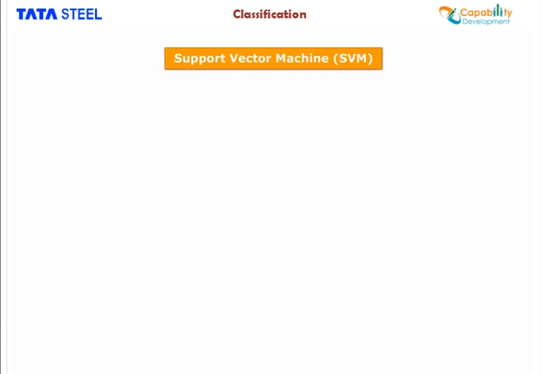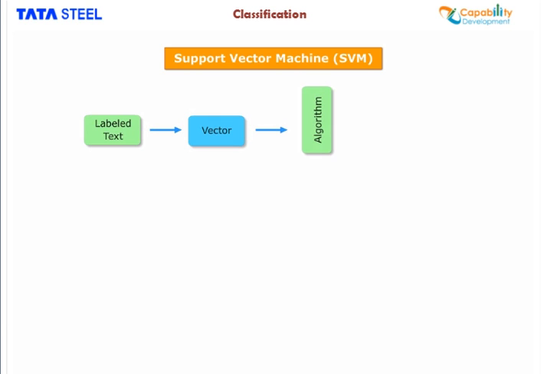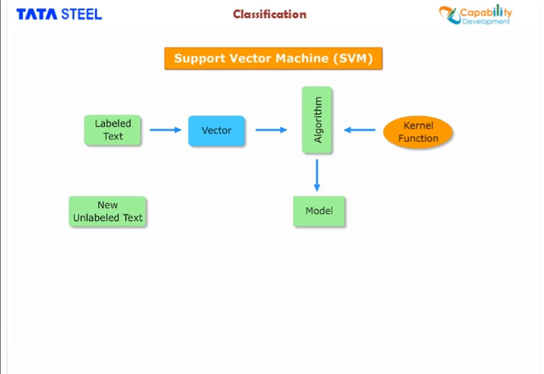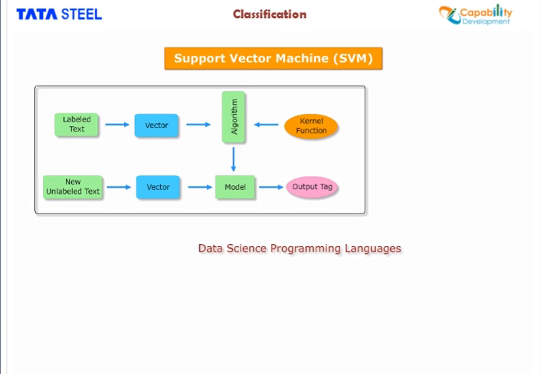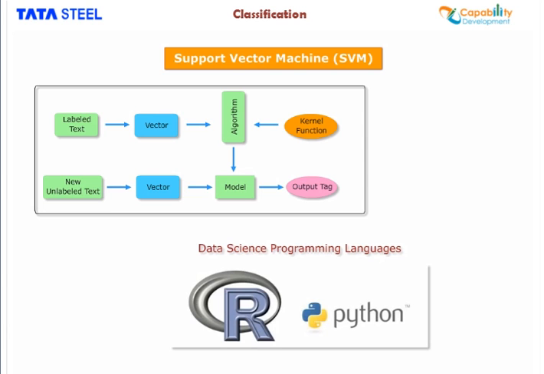Thus, while working with SVM, you have to take your set of labeled texts, convert them into vectors using word frequencies, and feed them to the algorithm. The algorithm uses your chosen kernel function to produce a model. When a new unlabeled text needs to be classified, you convert it into a vector and give it to the model, which outputs the tag of the text. These steps of SVM can easily be done in a variety of data science programming languages such as R, Python, etc.